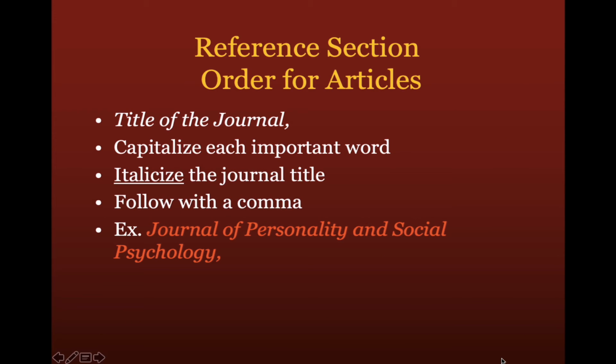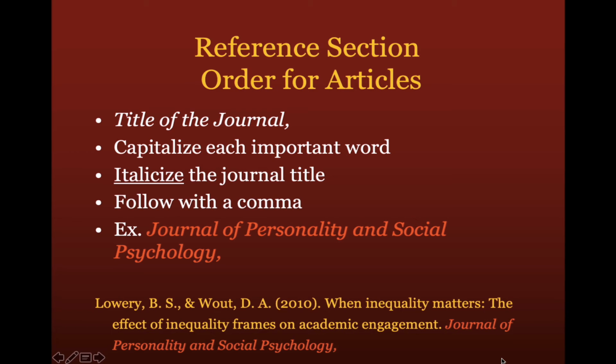Then you want to report the title of the journal. Now, in contrast to the title of the article, the major words in the title of the journal should be capitalized. So here, you can see the J in journal is capitalized, the P in personality, the S in social, the P in psychology, those are all capitalized. And importantly, the title of the journal should be in italics. So there's two things that are going to be in italics. This is the first of them, the title of the journal. So in our running example here, we've now included the title of the journal in italics.